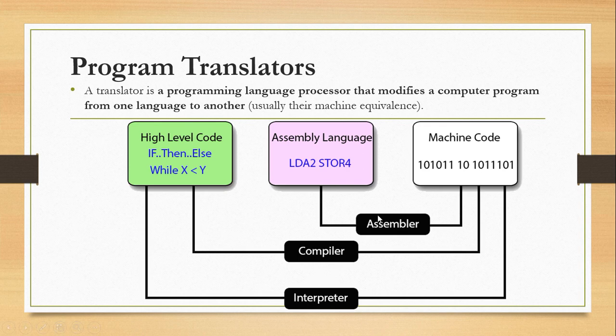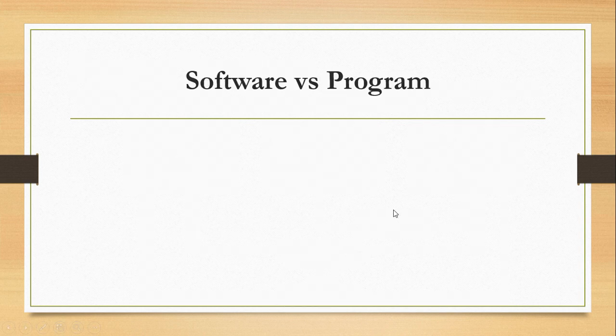Now in the next part of this series, we're going to talk about the difference between software and programs, some of the things that you see in software engineering. When you're learning programming, programming is simply a prerequisite to software engineering if you want to learn how to develop software. So programming is just like the elementary part of software engineering.